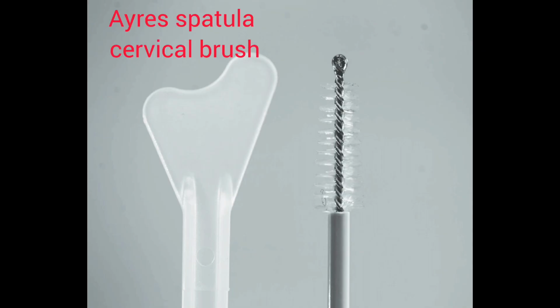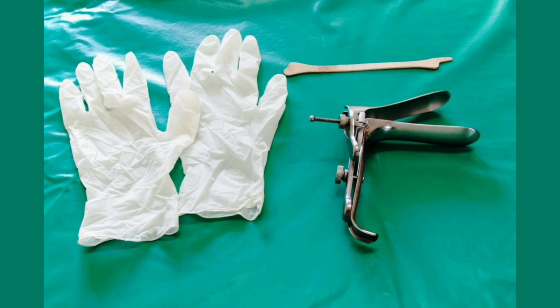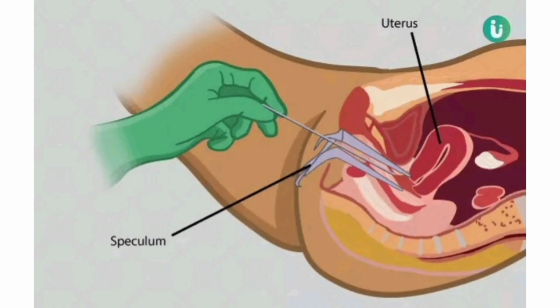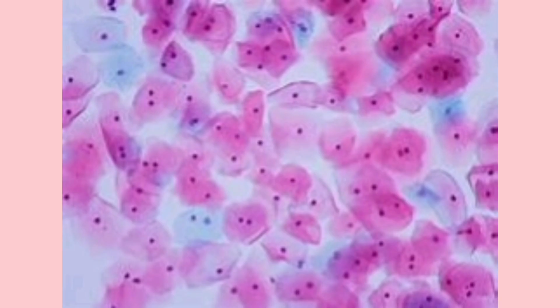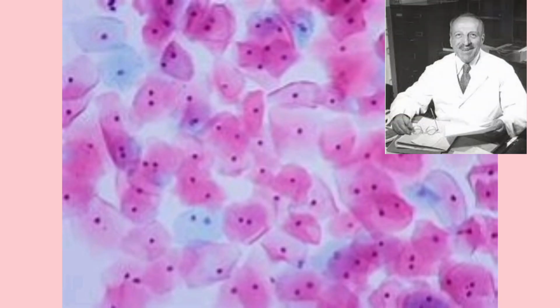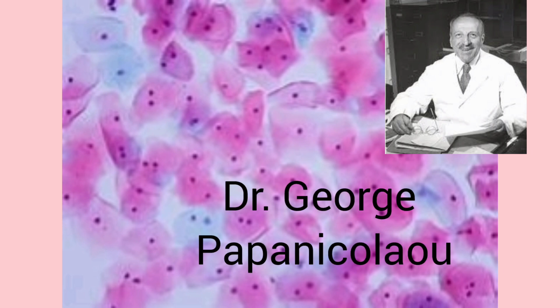Normally, pap smear test is done using an Ayer's spatula or a cervical brush. With a Sims speculum, we sample the ectocervix and the endocervix and it is smeared on a glass slide and fixed with a cytofixative. The ideal fixative is having 95% ethanol and equal parts of ether. This is how a pap smear looks like.